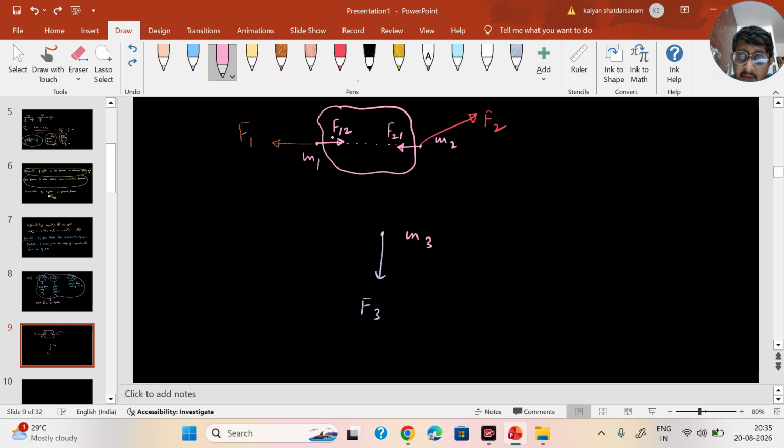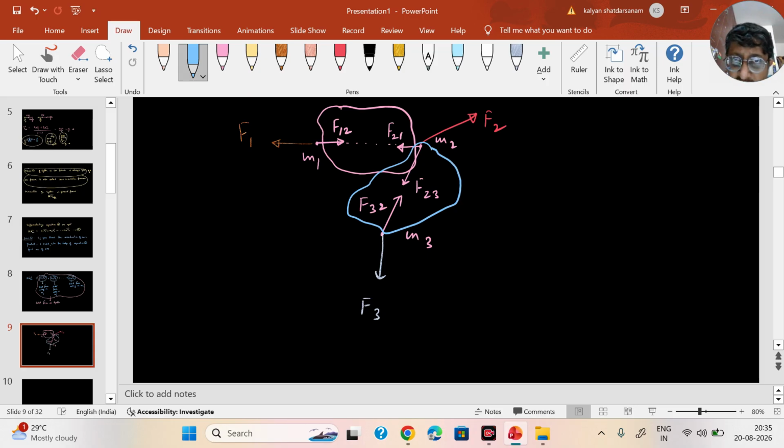So these internal forces will cancel. Why? Both have same magnitude and opposite direction. Similarly, M3 may attract M2 with a force which I call force on 2 due to 3, and M2 will attract M3 with a force which I call force on 3 due to 2, and again these two will form action reaction pair, right? They have same magnitude and opposite direction, they cancel.